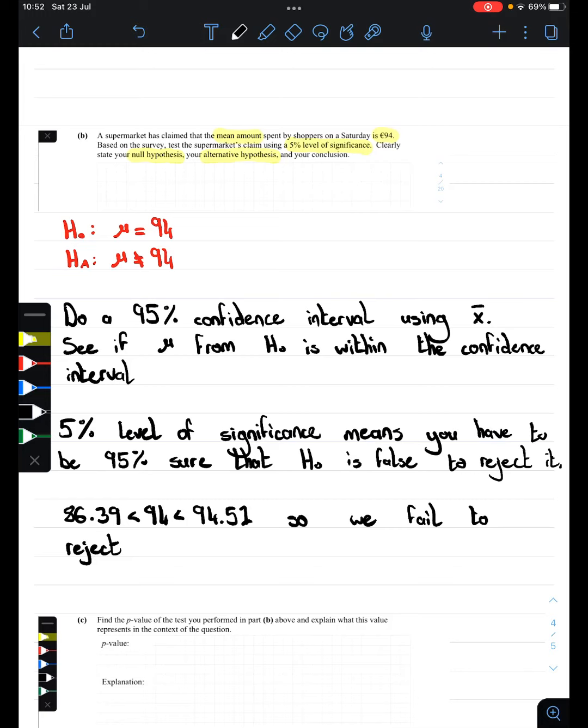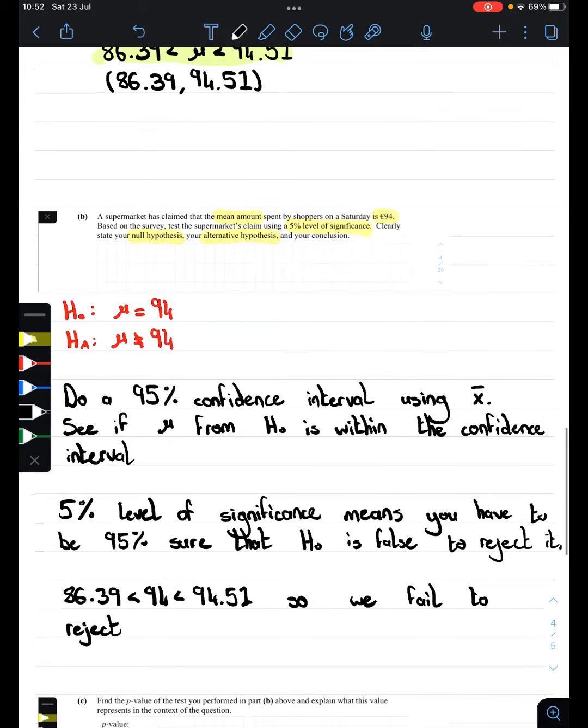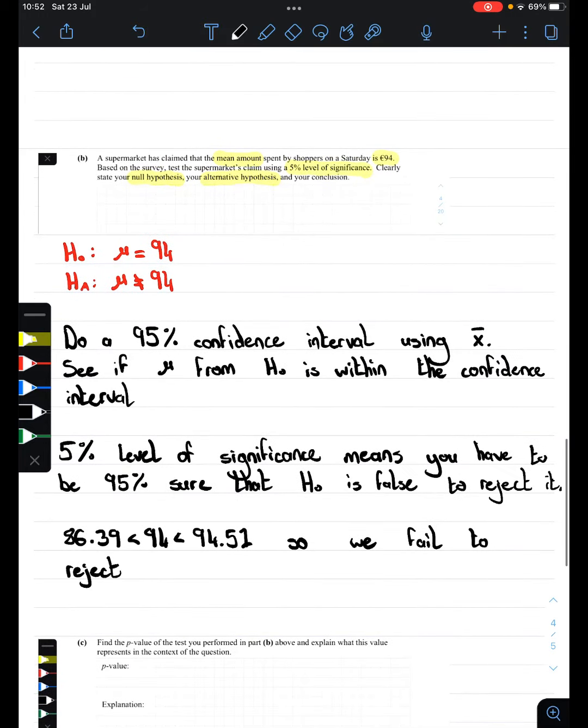I mean, 94 is just within it. So, we don't know if it's 94, but we don't have enough evidence to say it's not. So that's how you want to phrase it. So we fail to reject the null hypothesis. So that's our conclusion.